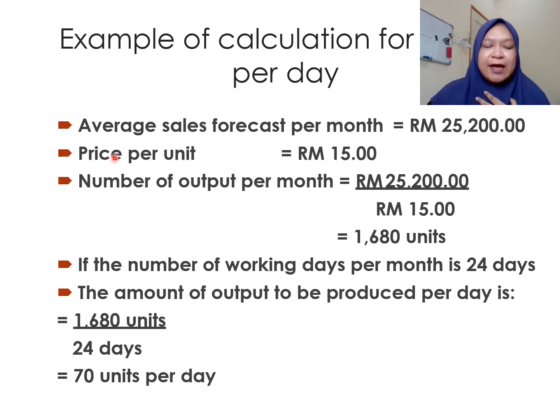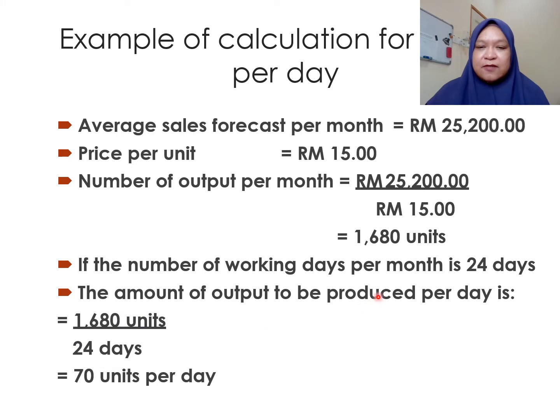Here we have the average sales forecast per month. This figure, 25,200, we got from the marketing plan. The price per unit is 15 ringgit. To know the output per month, we simply divide the average sales forecast per month by the price per unit. So we got the quantity, 1680 for example, for the output that we produce in a month. To know the output in a day, we simply divide by the days.